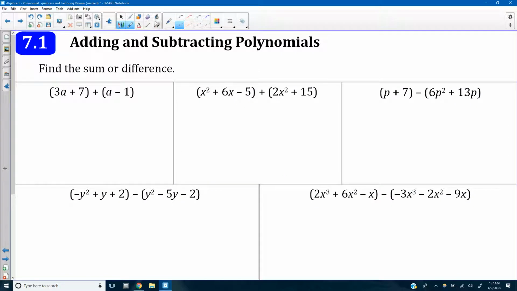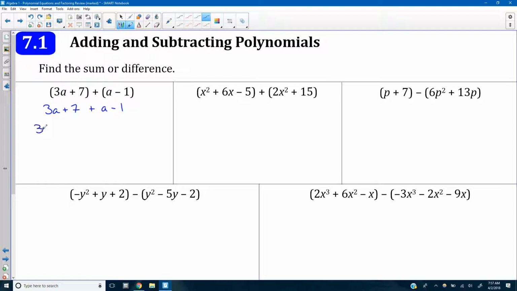Okay, find the sum or difference. Now, for these kinds of problems right here, we're literally going to be adding or subtracting whatever's there. With these parentheses here, they're not really doing anything to this. I might as well just rewrite this as 3a plus 7 plus a minus 1. Don't fall into the trap of thinking you're supposed to distribute because there's a plus.